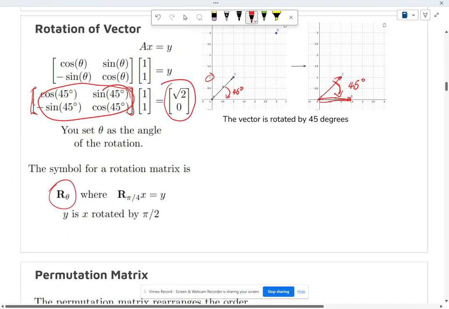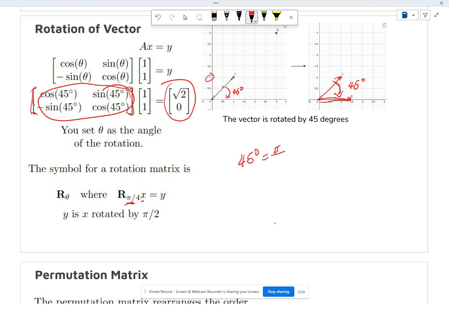The way we can represent rotation is through a capital R with a theta here. So the example we just showed you, we want to rotate by pi over 4. So 45 degrees is equal to pi over 4. 90 degrees is pi over 2. So from this, you can essentially say, okay, I want to rotate my x by pi over 4. Or if you want to rotate the other way, you want to rotate this way, you want to rotate by minus pi over 4. Okay?